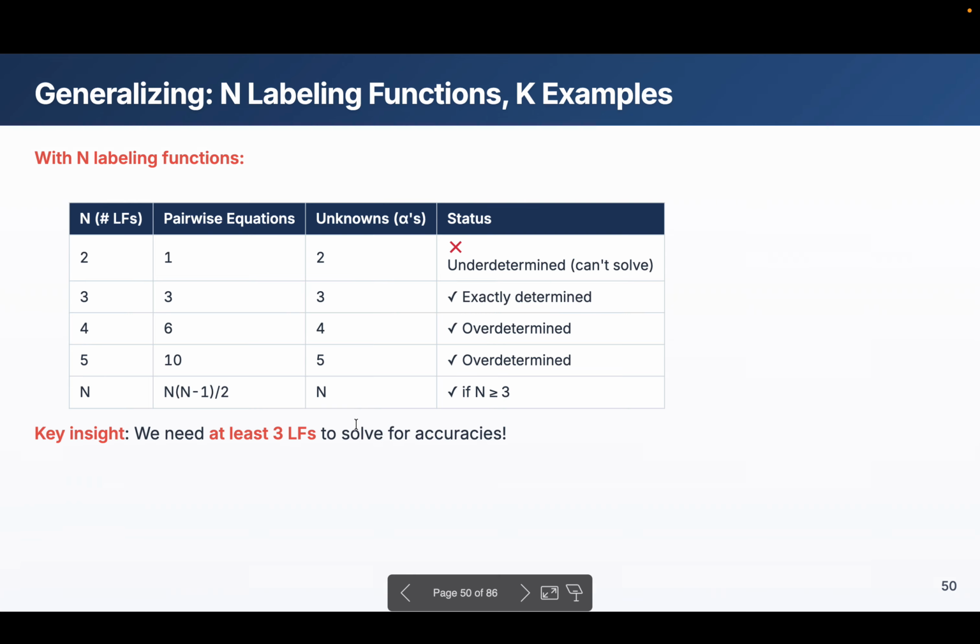So, typically we will want 3 labeling functions to solve for accuracy. We can't have 2 because then it will be underdetermined. Even if it is more, we get n choose 2 pairs with n unknowns. So, therefore, it becomes an overdetermined problem, and we are able to cancel through the noise in order to get the alpha values.